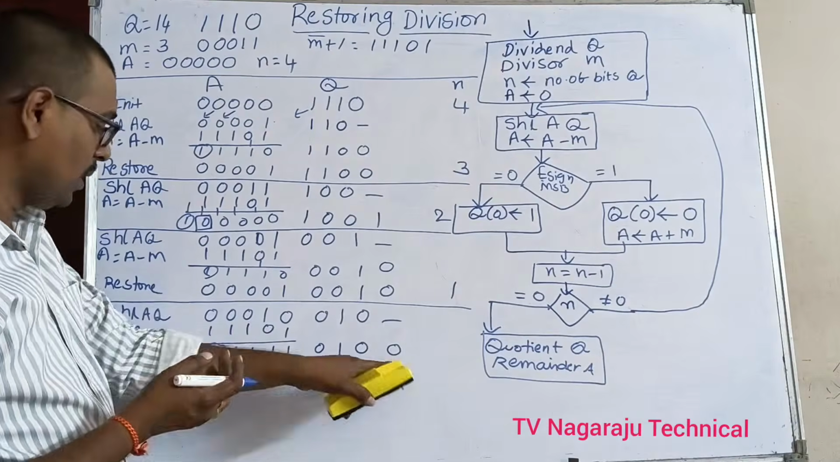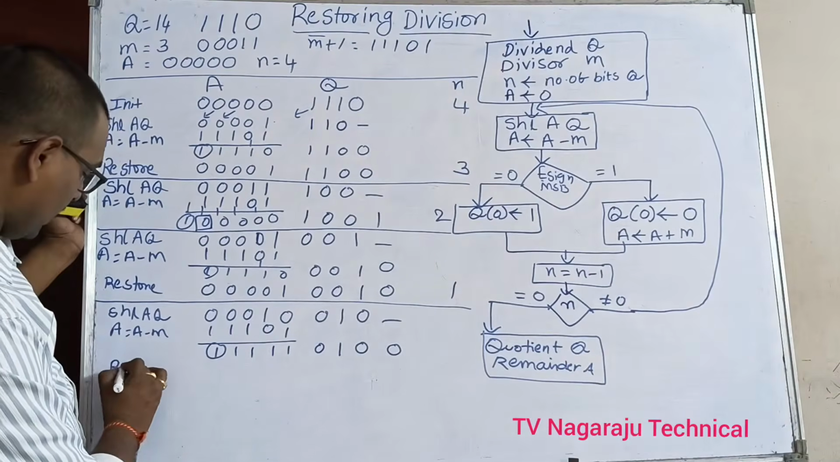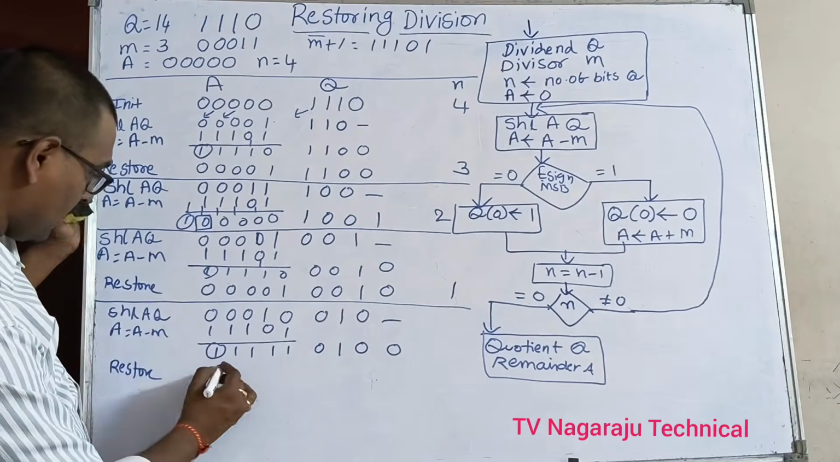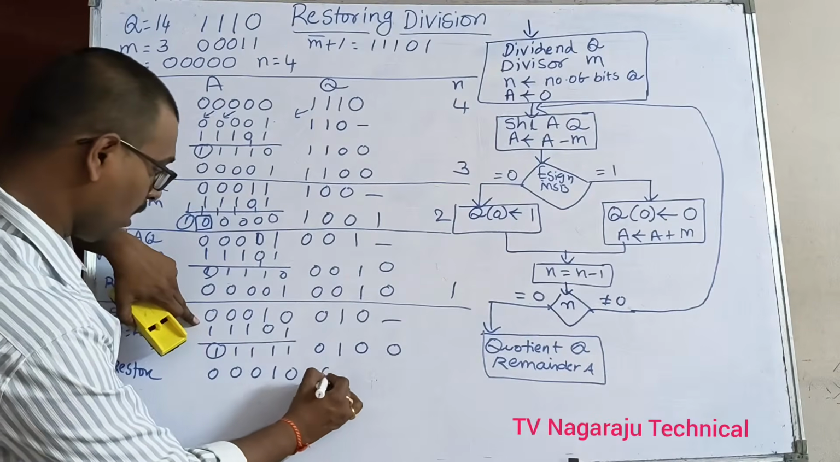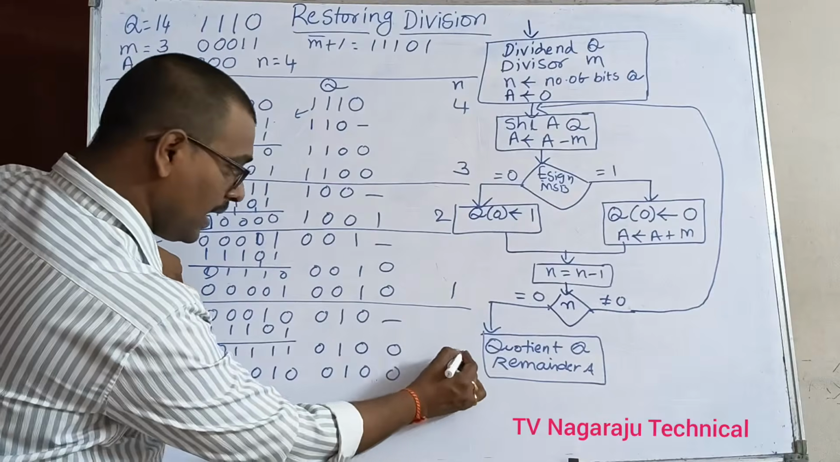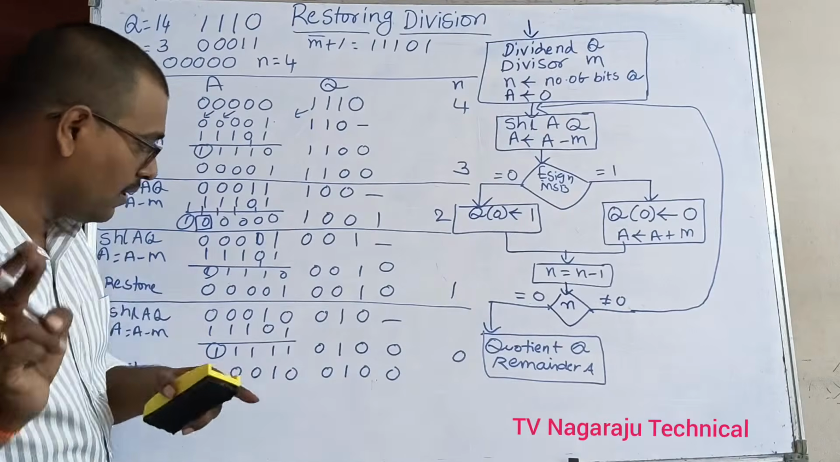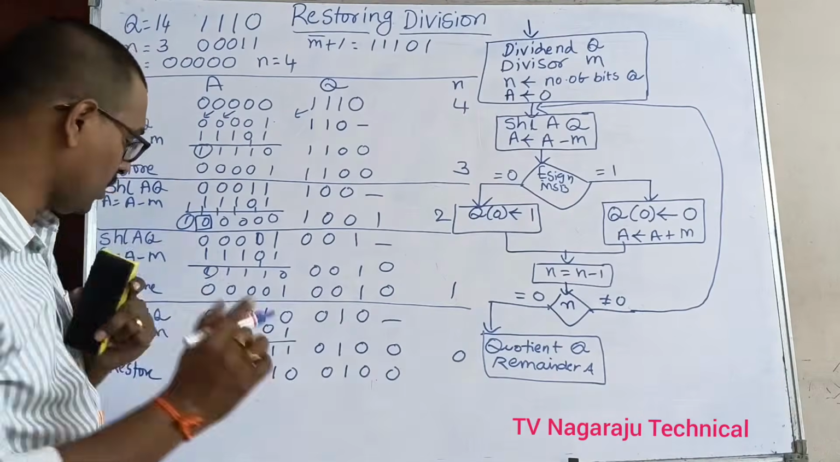MSB value is equal to 1. You are getting 0. And then restore A value. The restore A value in the sense 0 0 1 0. And this is the Q value. And N value is equal to 0. Whenever N value is equal to 0, stop the process.